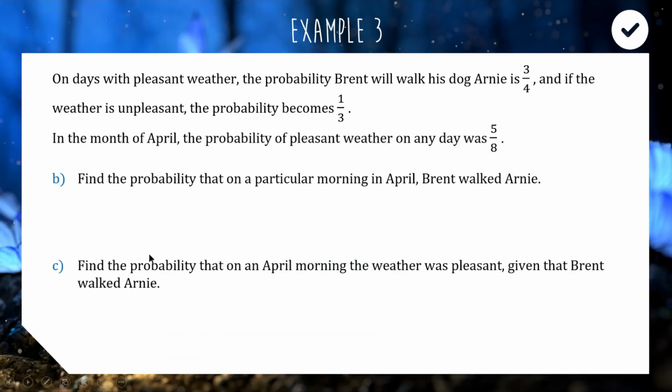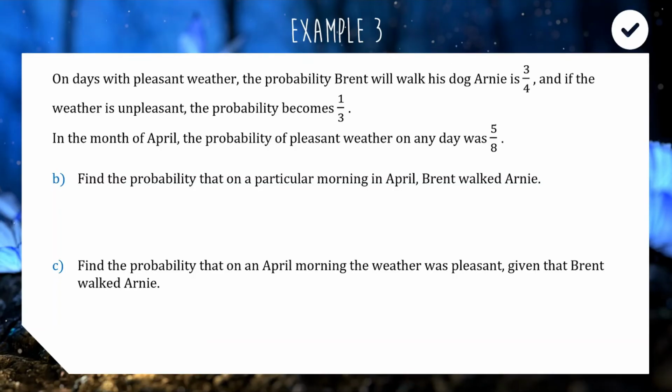All right, bit of extra information. We have in the month of April, the probability of pleasant weather on any given day is 5 out of 8. Find the probability that on a particular morning in April, Brent walked Arnie. Okay, so we have to take 2 things into account here. First of all, the probability of good weather versus bad weather and what effect that has on the probability of us taking the dog for a walk.